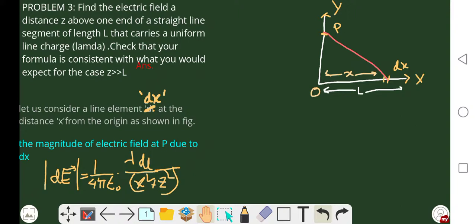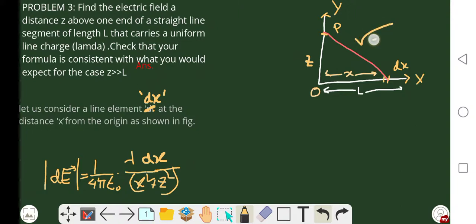Lambda is described in this question, and z is the distance between the origin and the point P, and the separation squared is x square plus z square. It's a formula we all know. And now we will discuss the electric field at P due to dx with the direction.